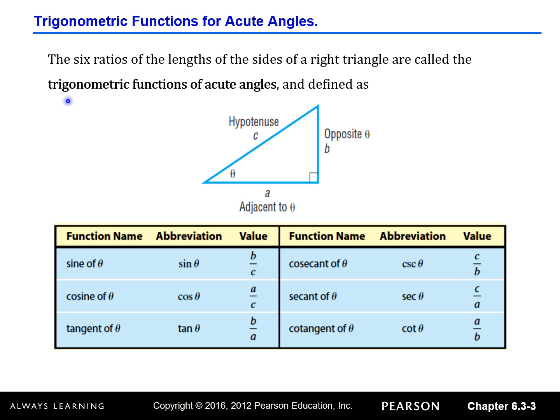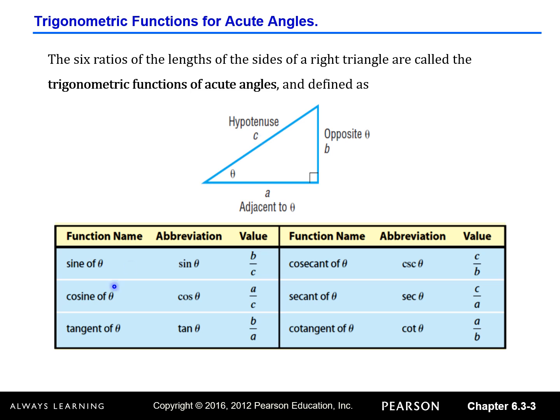Let us now introduce the trigonometric functions of acute angles, which are defined as the six ratios of lengths of the sides of a right triangle. We can see here a right triangle and the angle theta. Opposite to angle theta is the side B, adjacent to angle theta is the side A, and the hypotenuse is C. With these sides A, B, C and the angle theta, we can define the six trigonometric functions, starting with sine theta. Sine theta is opposite over the hypotenuse, which is B over C.